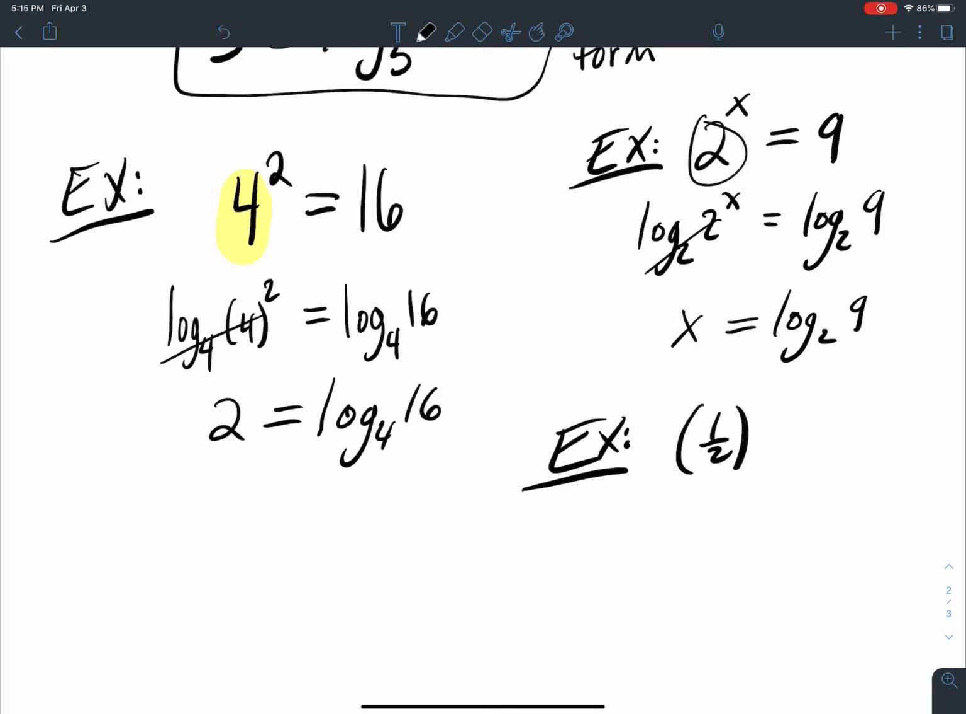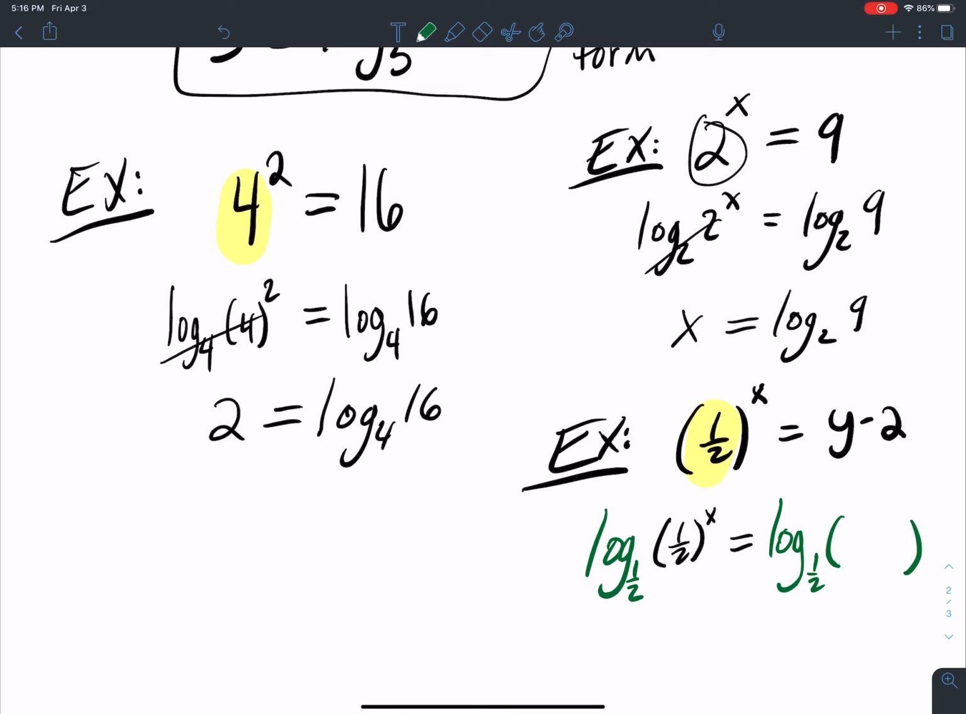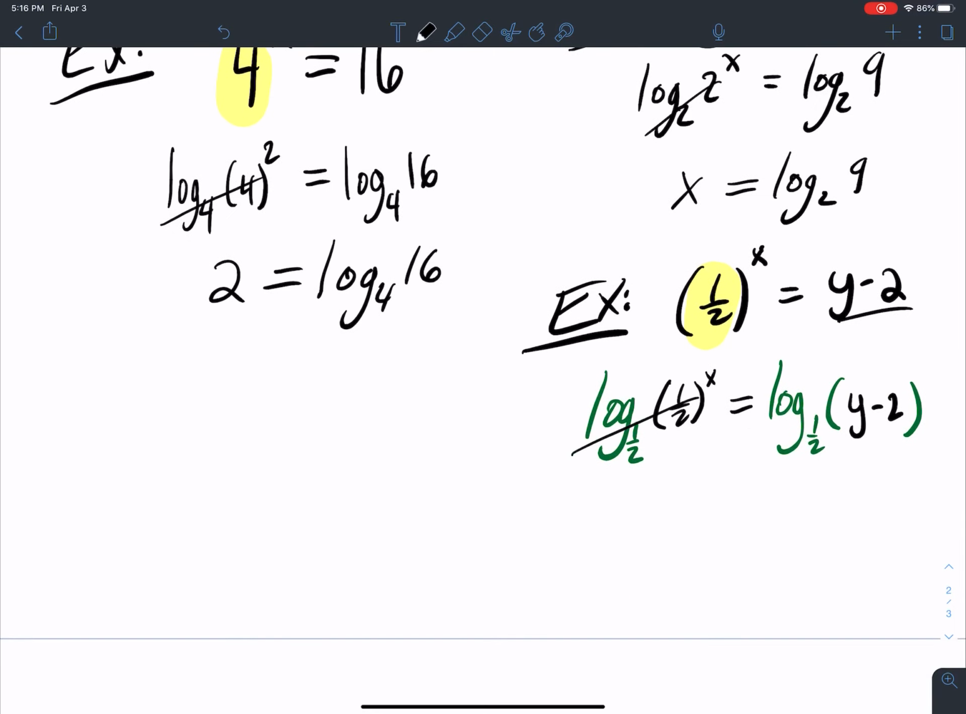1/2 raised to the x equals y minus 2. What I want to do is put it into log form. What's my base here? My base is 1/2, so I'm going to do log base 1/2 of what? 1/2 to the x equals what? Log base 1/2, and then what goes in my argument? All of it, y minus 2. So the log base 1/2 cancels, so I get x equals log base 1/2 of y minus 2. All right, that is the log form.